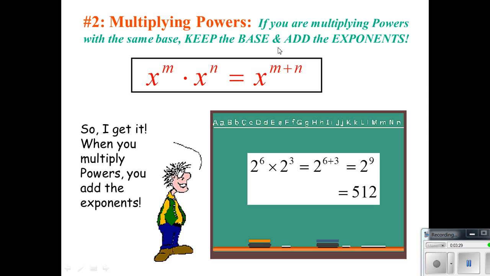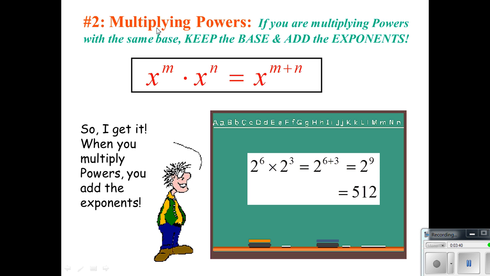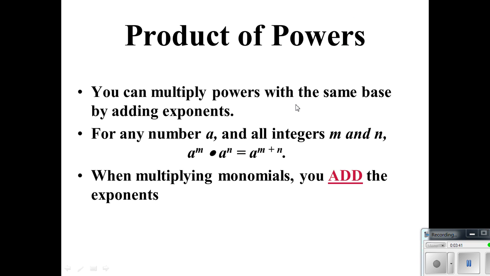Now, in some textbooks, instead of using multiplying powers, they use product of powers. So they're the same thing. Product of powers and multiplying powers are the same thing. And again, when you get the product of powers, you just have to add the exponents.